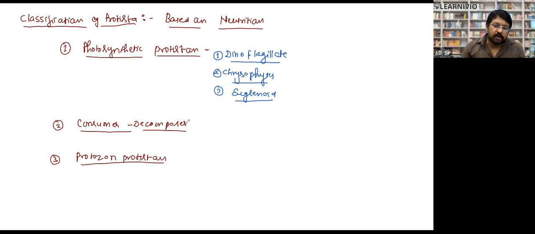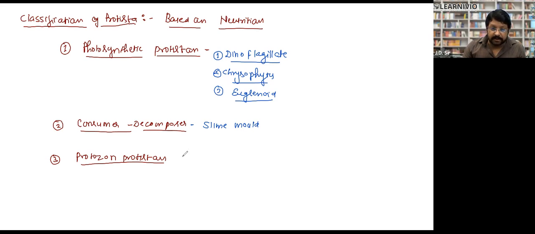Next, consumer decomposer. When we talk about the consumer decomposer, there is only a single category of organism. They are called slime molds. So we study slime molds. Again, protozoan Protista: they are basically animal-like cells. They have resemblance with animals and their characteristics match with animals. So further, these protozoans have been divided.